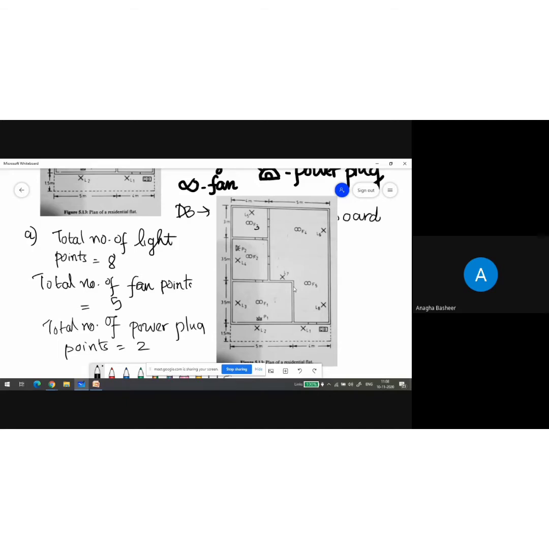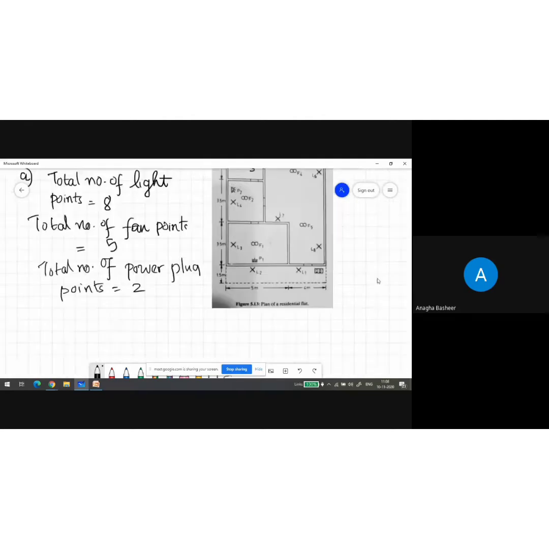Am I audible? Yes, ma'am. It's clear to you guys. So from the diagram, the first step you have to count how many light points, fan points, as well as power plug points. So if you count that, you have to find the load. So how will you calculate the load?